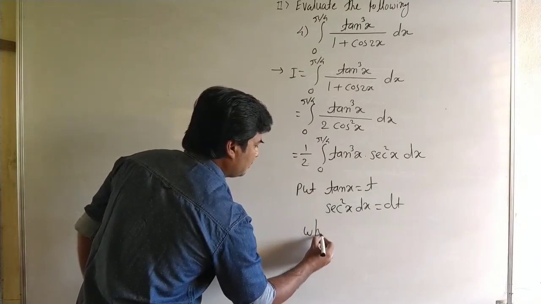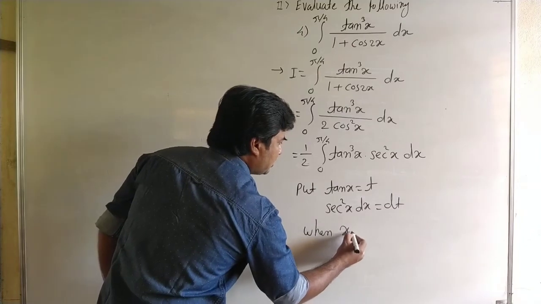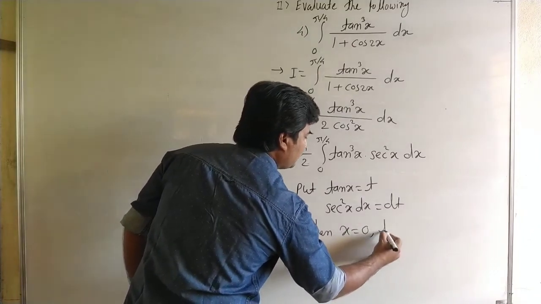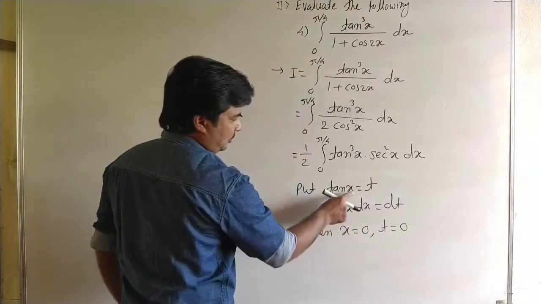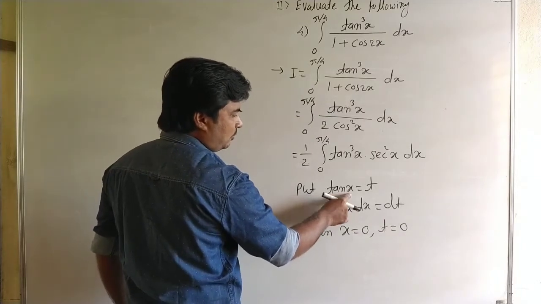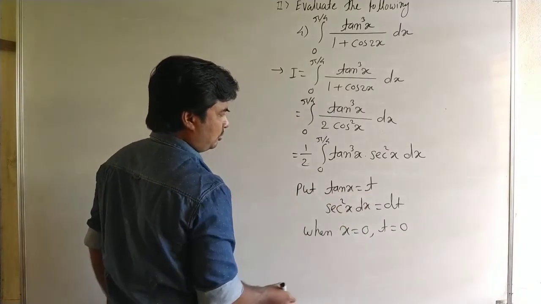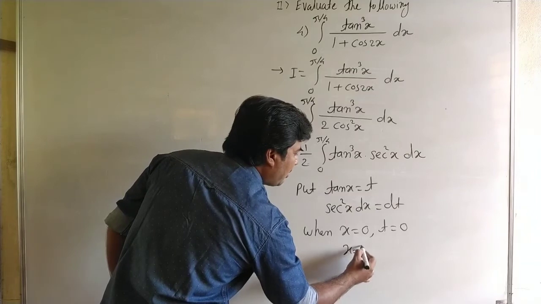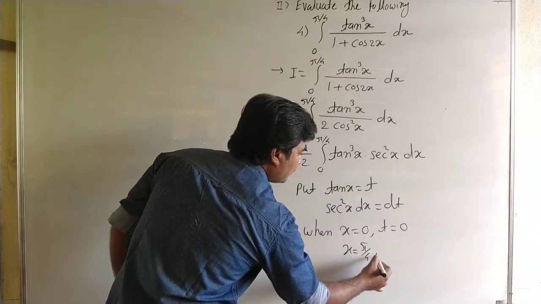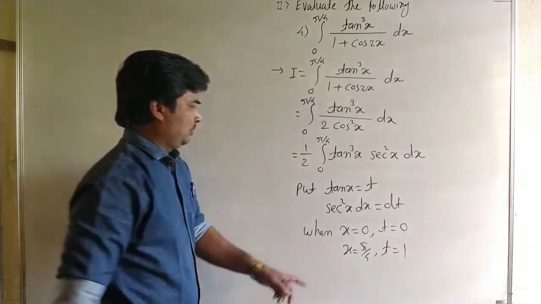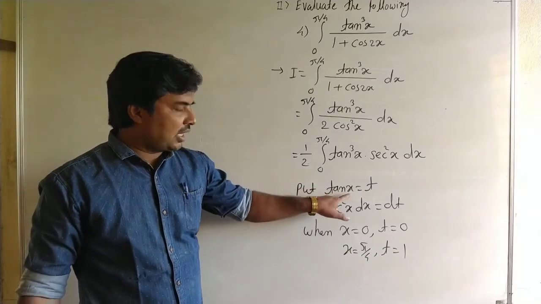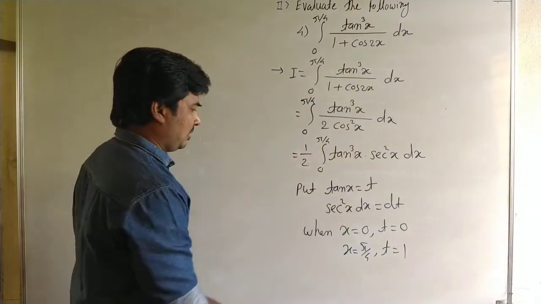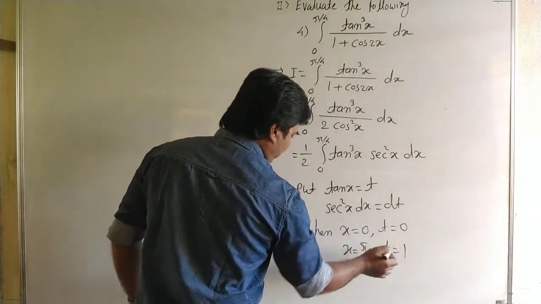When x is equal to 0, then it is tan 0, which is 0, therefore t is equal to 0. And when x is equal to pi by 4, it is tan pi by 4, so t is equal to 1. Now our new limits are 0 to 1.